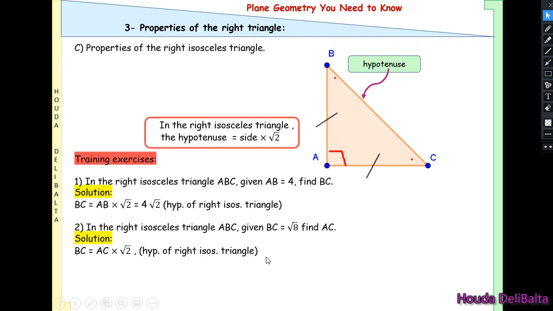So, what about the side? How to calculate the side? Just evaluate. BC equals radical 8, which is AC times radical 2. Then AC equals radical 8 divided by radical 2. So, we divide by this radical 2 to get AC, which is 2 radical 2 divided by radical 2, which is definitely 2.